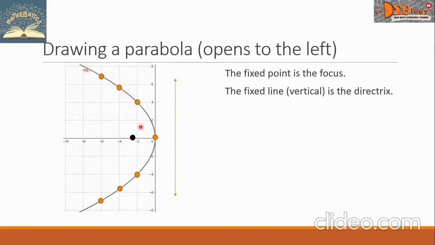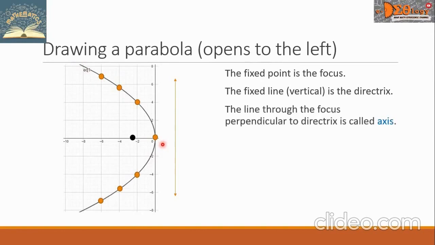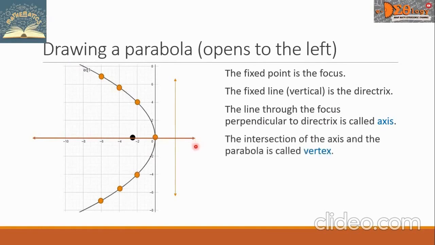Intentionally, we put one point of the parabola at the origin, and that is (0, 0). Now, there is a line that passes through the focus perpendicular to the directrix, and that is called the axis. This is the axis. In this example, the axis is also the x-axis. The intersection of the axis and the parabola is called the vertex. This is the vertex.